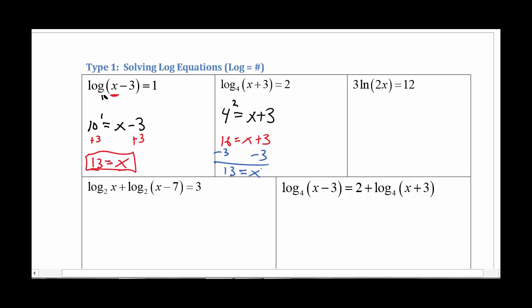Again, before I get too excited, just double check. If I get 13 plus 3, that's a positive number. So yes, we're fine. We haven't violated any domain restrictions for the log.